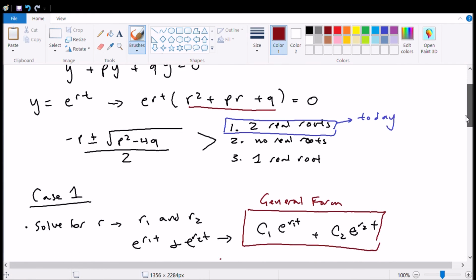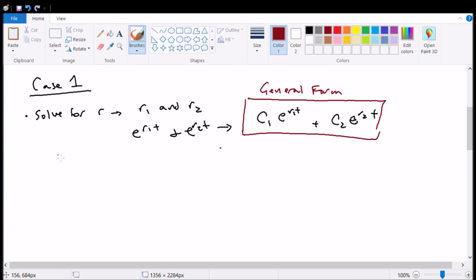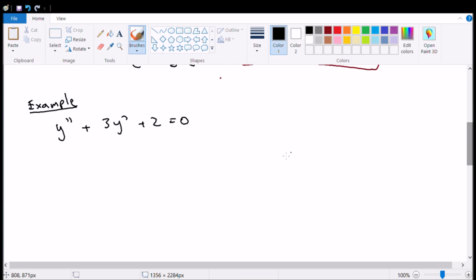So let's do an example, because I don't think I was extremely clear with that explanation. Let's do this in black. Example. So I'm going to give the one that I gave before. I kind of stated it verbally, but I'll write it down. So let's say you have a differential equation, y double prime plus 3y prime plus 2y equals 0. Then you know that your characteristic equation is going to be r squared plus 3r plus 2.